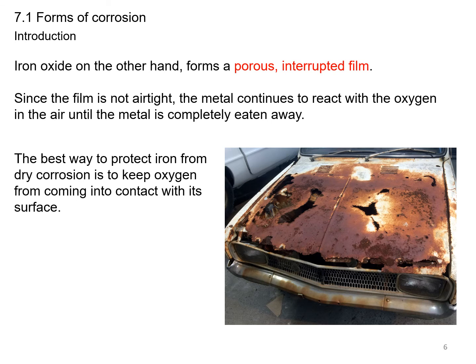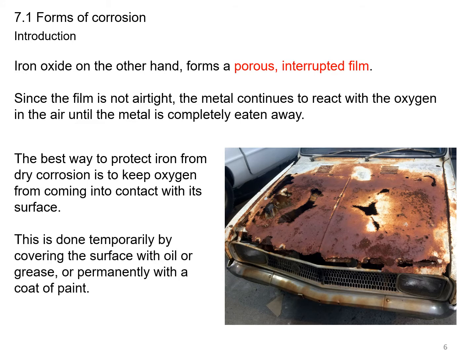The best way to protect iron from dry corrosion is to keep oxygen from coming in contact with the surface. This is done temporarily by covering surfaces with oil or grease, or permanently with coats of paint. Now this is why sometimes you get new parts that are bare metal. They will be covered with a film of oil. This is to actually cut the contact with oxygen to prevent any corrosion.